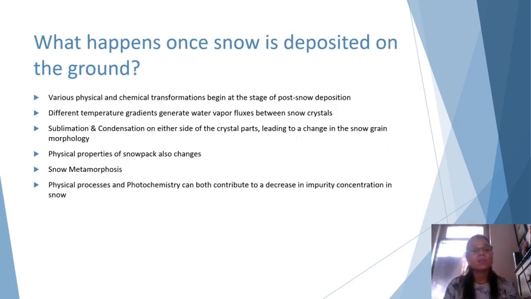What happens once snow is deposited on the ground? After the deposition of snow on the ground, snow crystals in the dry snowpack get subjected to temperature gradients. This generates water vapor fluxes between crystals. These fluxes cause the sublimation of one part of the crystal and condensation on the other part, resulting in a change in snow crystal morphology.